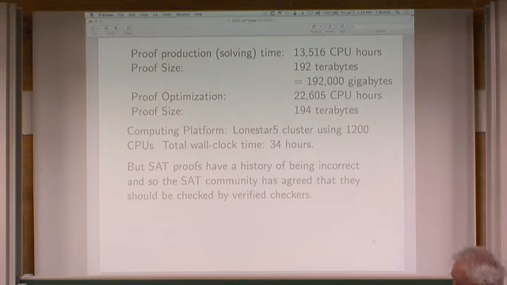Now, unfortunately, SAT checkers have a history of claiming incorrect results. And so the SAT community has accepted that if their satisfiability checkers claim that something is not satisfiable, of course, if they claim it's satisfiable, it's easy to demonstrate. You just show a satisfying assignment. But if it's not satisfiable, it's not easy to demonstrate. And so the SAT community has agreed that these proofs should be checked by a verified checker.